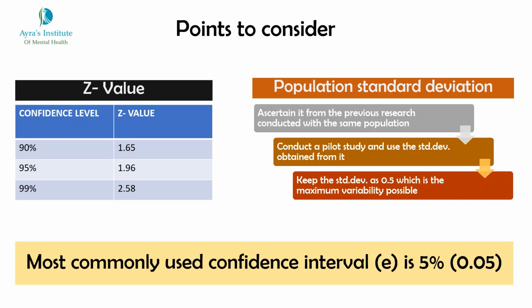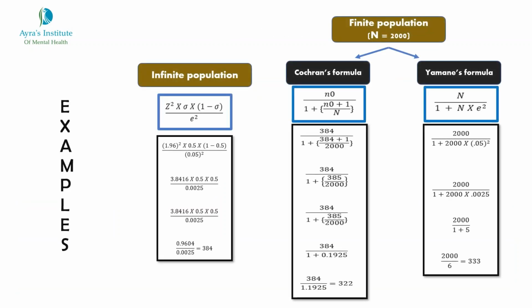Finally, the commonly used confidence interval is 5%, which is equal to 0.05. Now you have all the values. Just plug in these values to the formula and you can estimate the sample size. Here I have given a few examples.